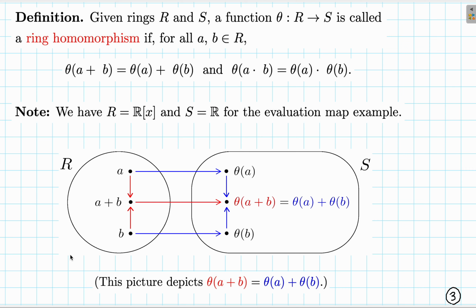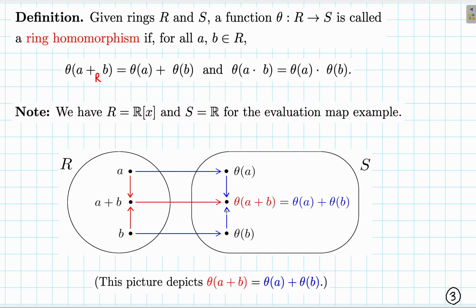The following diagram depicts the relationship theta of A plus B equals theta of A plus theta of B. Here we can first add A and B in the domain R and then apply theta. That gives us theta of A plus B. And in fact, let's label up here this addition symbol with subscript R to denote the fact that this sum A plus B is occurring in R, and then we apply theta to it. Or we can apply theta individually to A and B, get theta of A and theta of B, and then add those outputs in S.